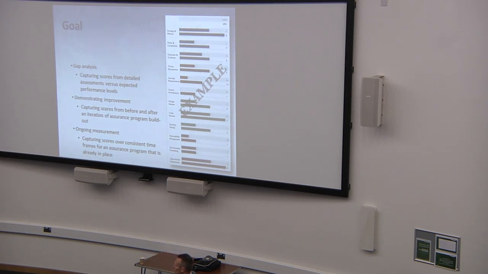Now, the time frame of this to-be model, where you want to go, can vary. But typically you have to think in terms of 3 to 5 years. Where, as an organization, do I want to stand in 3 to 5 years with regard to software security?